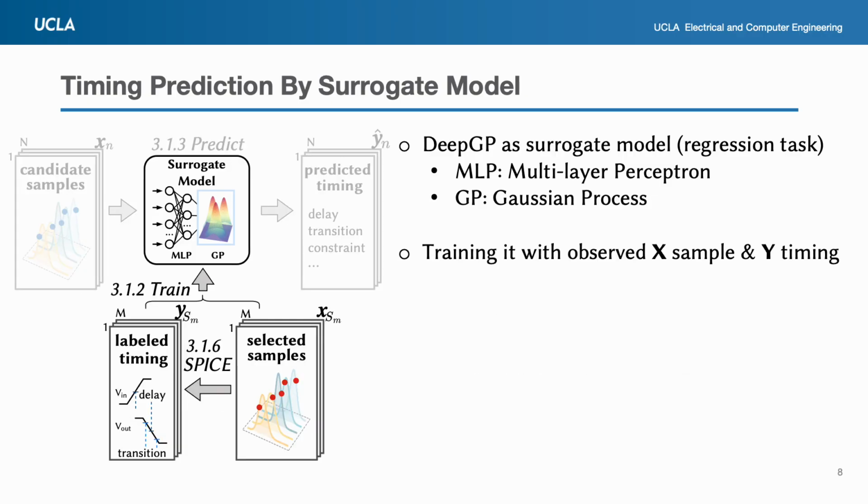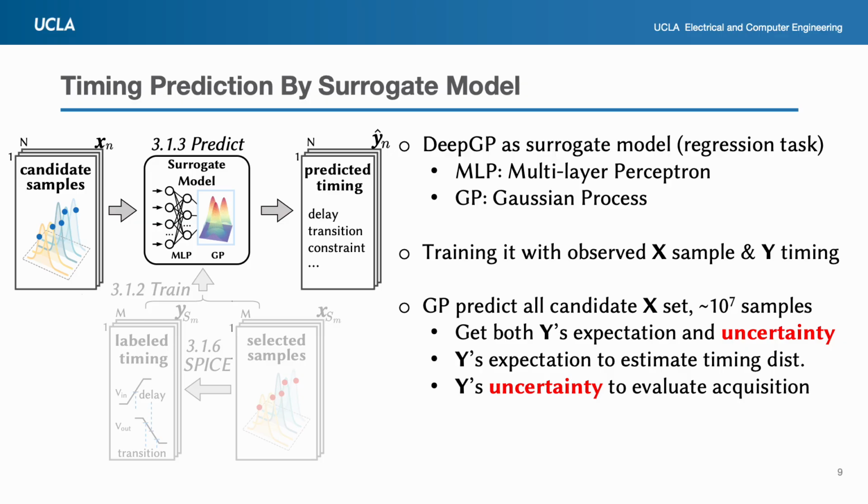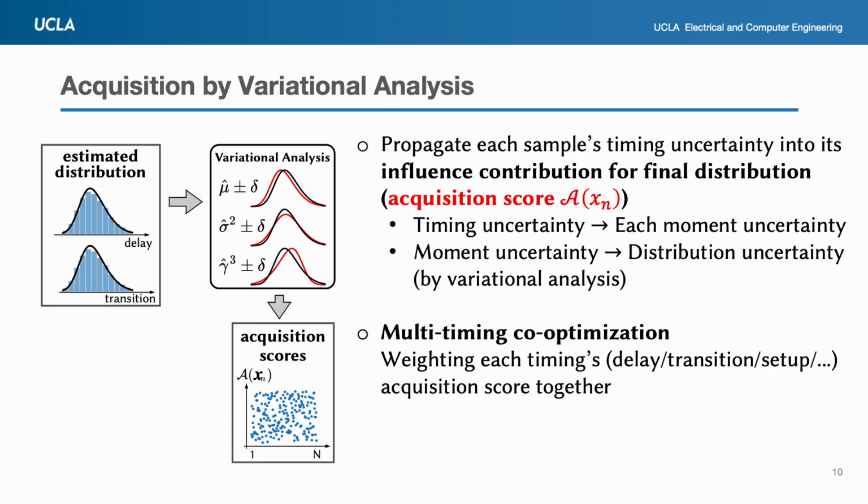Then for each iteration, we first train it with observed samples X and timing Y. Then we use the surrogate model to predict all candidate samples' timing. We can get both Y's expectation and uncertainty, where we can use the expectation to estimate the timing distribution and use the uncertainty to evaluate the acquisition score.